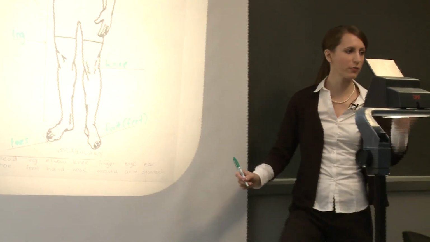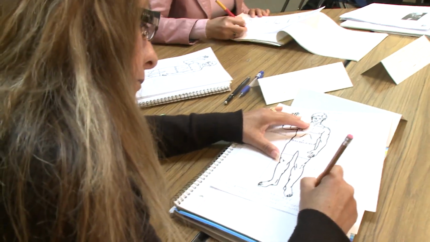F-E-E-T, feet. 1 foot, 2 feet. I think the most important thing with vocabulary is recycling. Students will not remember a word if you do it once. They will not even remember if you do it twice. It's got to be something that you're going to be constantly repeating, reusing in a new way, in a different way, so they don't get bored with it. So I think that's really important from the first lesson: recycling as much as possible.